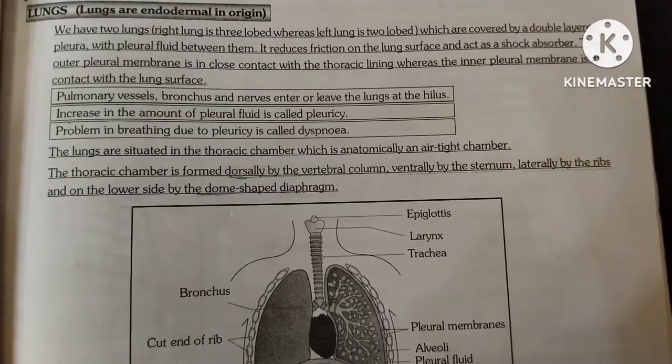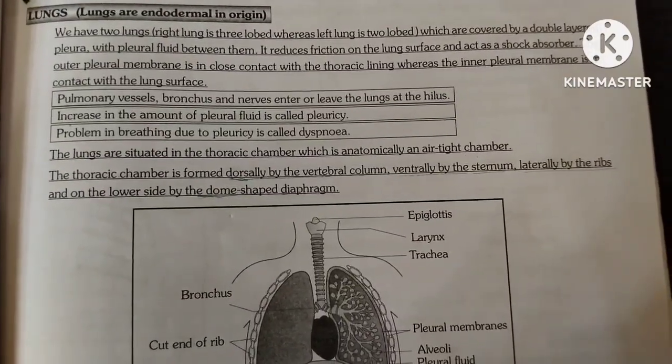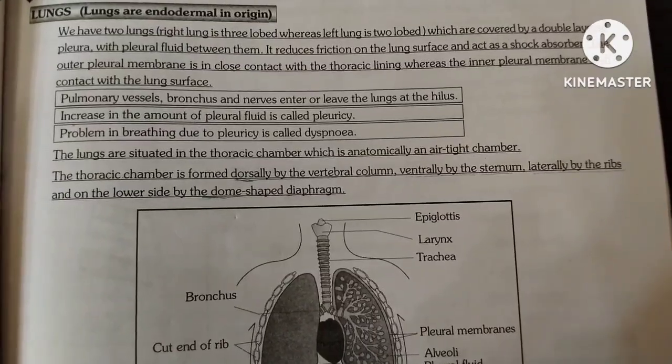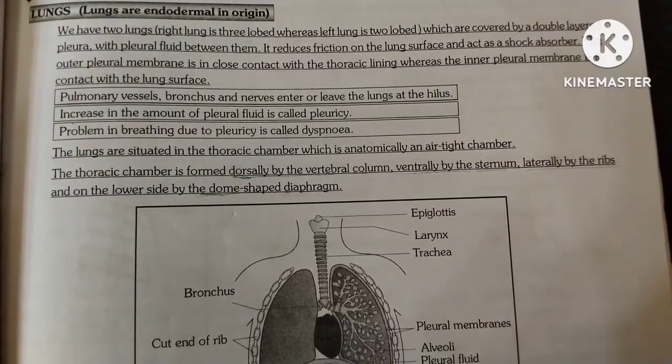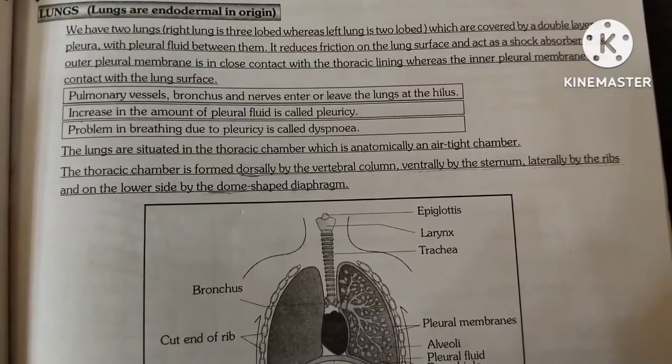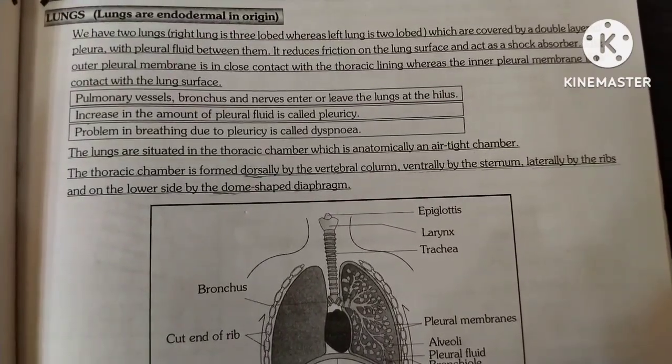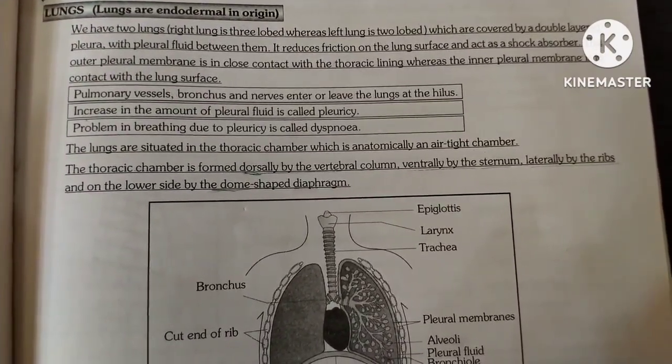Lungs are endodermal in origin. We have two lungs. The right lung is three-lobed, whereas the left lung is two-lobed, and they are covered by a double-layered pleura with pleural fluid between them. It reduces friction on the lung surface and acts as a shock absorber.